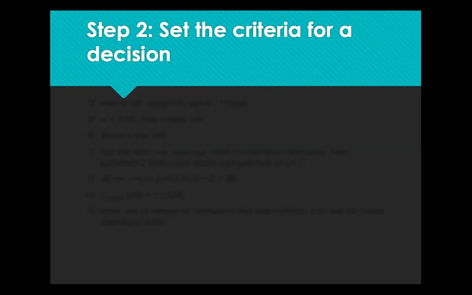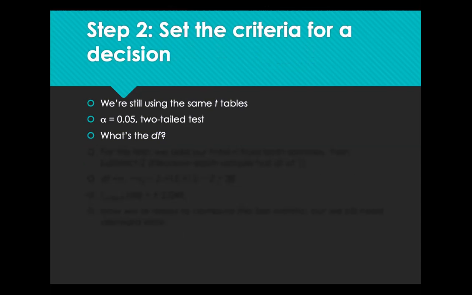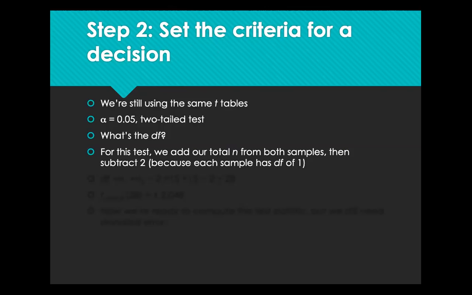Step 2 is, again, to set the criteria for a decision, right? Set the alpha level. We're still using the same t-tables that we used for chapter 9. Let's set the alpha at 0.05, and again, we're doing a two-tailed test in this example. What is the degrees of freedom? For this kind of test, an independent samples t-test, we add our total n from both of the samples and subtract 2, because each sample has 1 degree of freedom. We used to subtract just 1, but we have 2 different samples here.